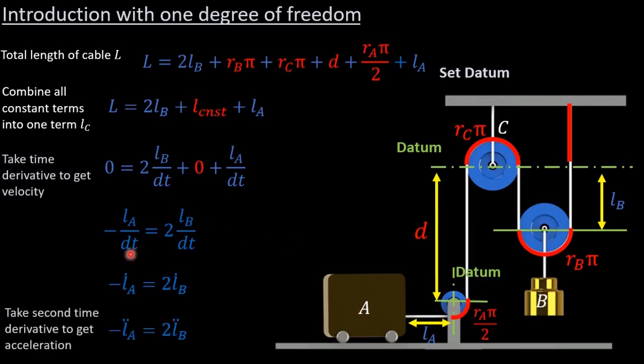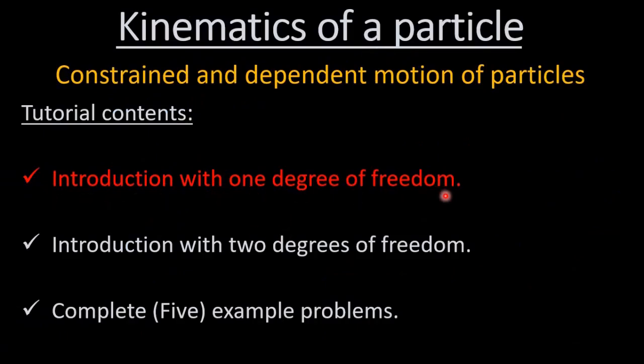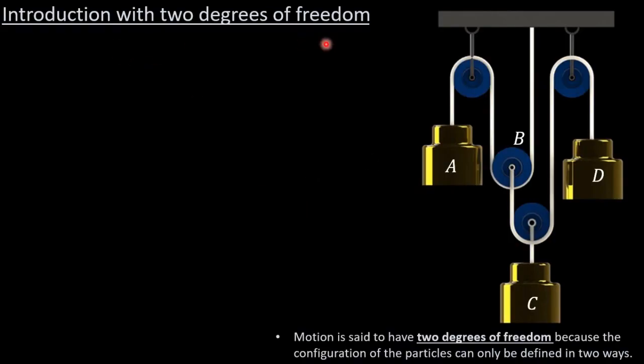So then I'll take my second time derivative to get acceleration. That's just going to become minus L sub A double dot equals 2 times L sub B double dot. So basically what the minus is telling us is that movement to the left is going to be negative. We're going to say movement to the left is negative and movement upwards is going to be positive, as shown by these two equations. So that is our introduction with 1 degree of freedom. So now we're going to look at 2 degrees of freedom.